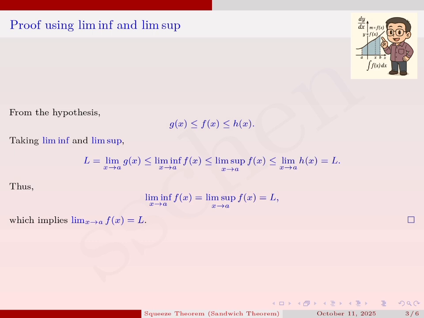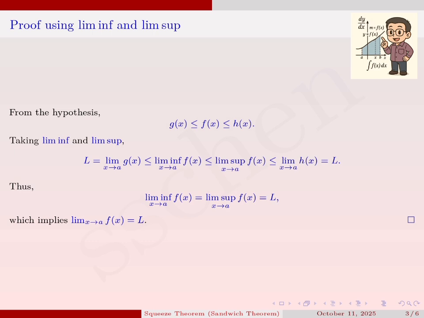Then we get L equals the limit of g of x as x approaches a, which is less than or equal to the limit inferior of f of x as x approaches a, which is less than or equal to the limit superior of f of x as x approaches a, which is less than or equal to the limit of h of x as x approaches a, which is also L. So everything here is equal to L. Therefore, the limit of f of x as x approaches a must be L. This gives us the conclusion.